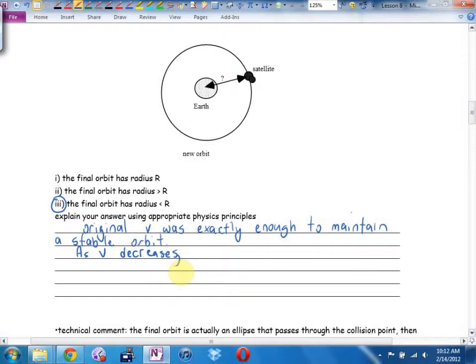As V decreases, the orbit will, fancy word, decay, since sideways V no longer free falls at the curvature of the Earth.